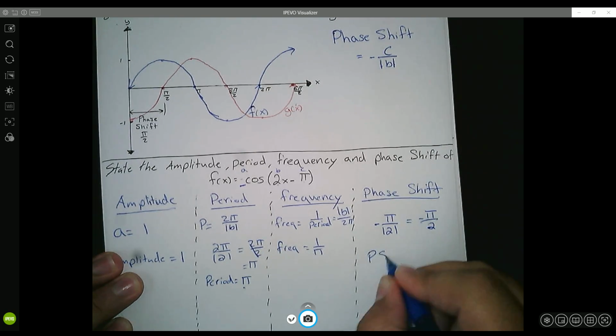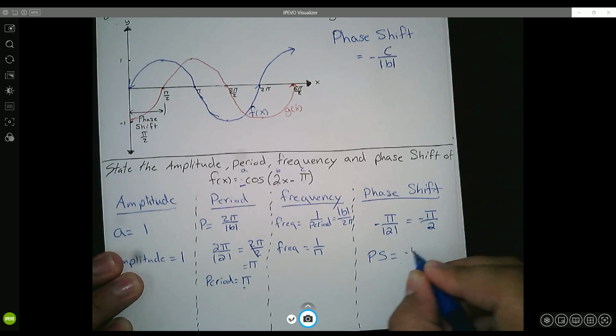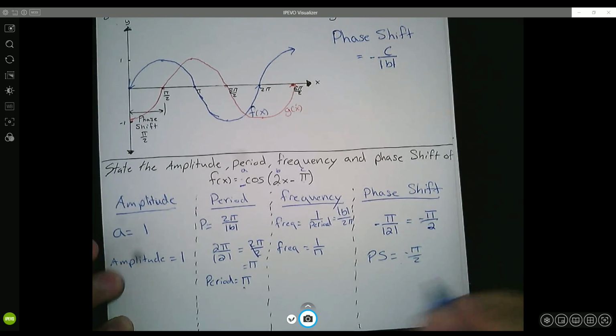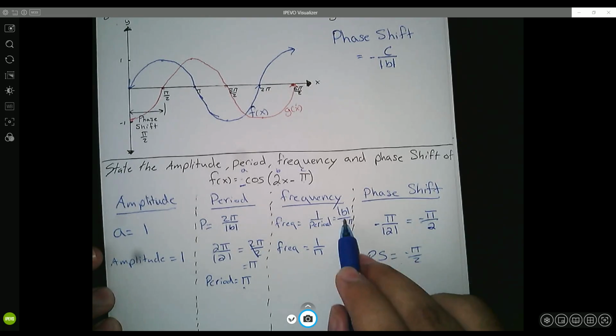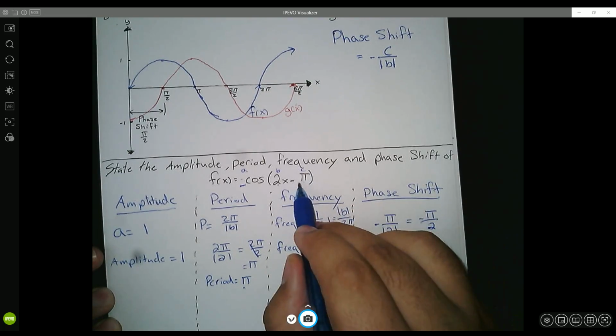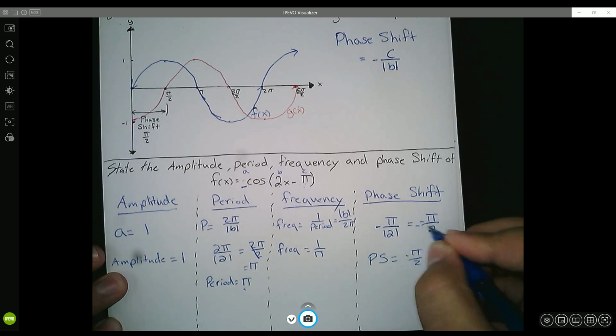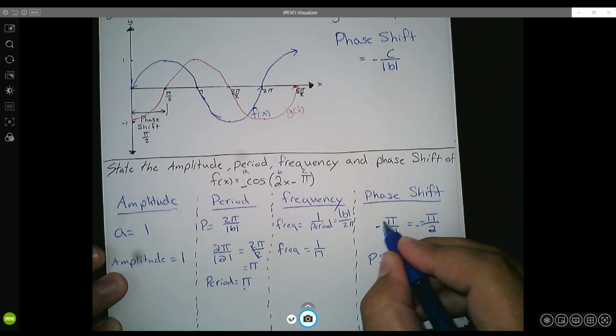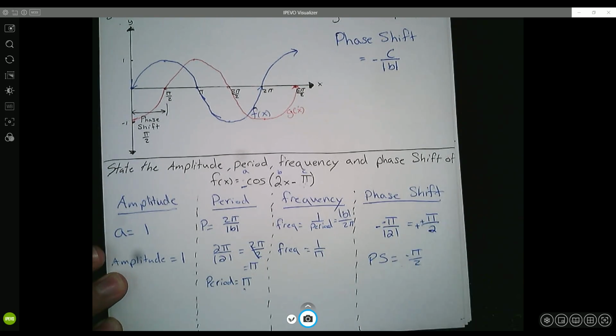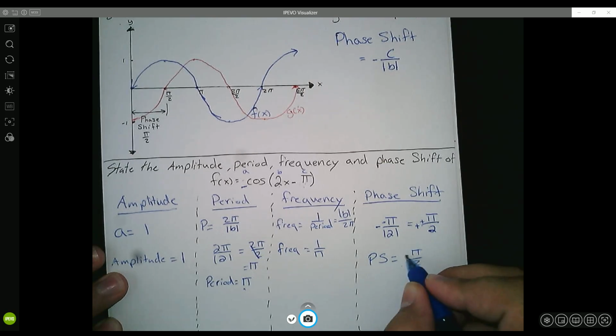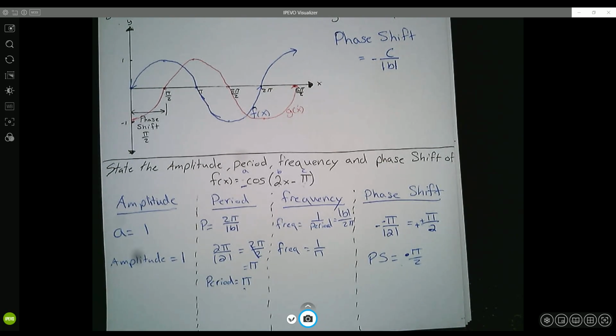So we're going to say the phase shift is equal to negative pi over 2. And actually, I'm sorry about that, our c is negative pi. So if we have the negative of a negative, those actually become positive. So it's actually going to be a positive pi over 2. I'm sorry I didn't mention that earlier.